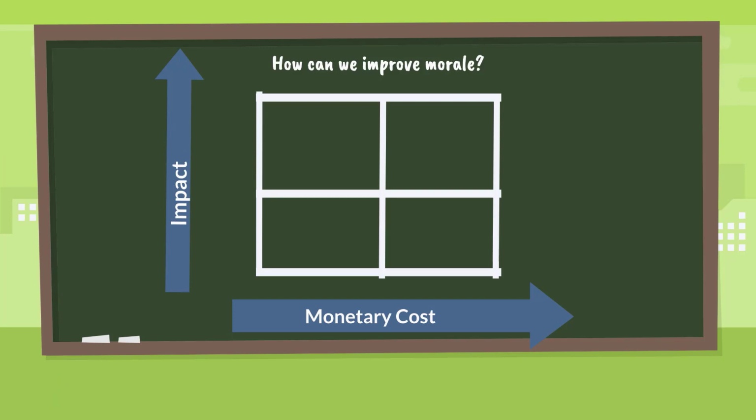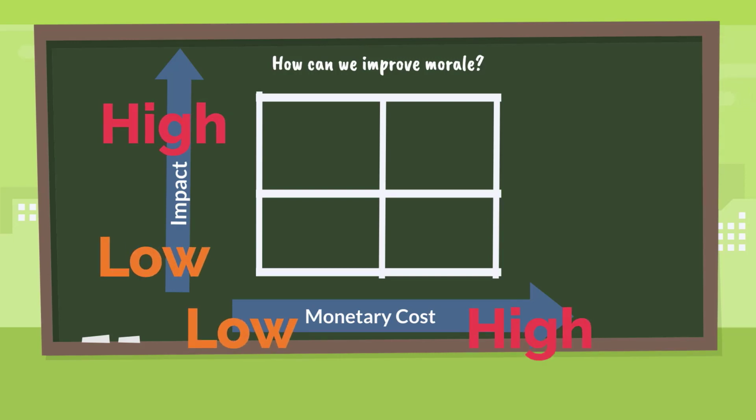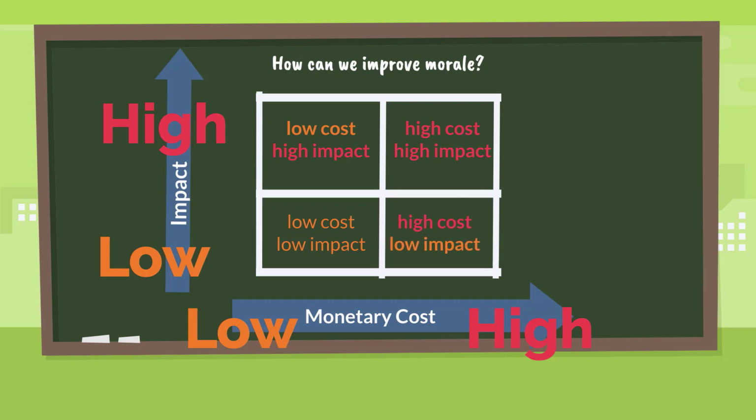In our example of how to improve morale, we will be using impact and monetary value as our two evaluation factors. Each axis is divided into low and high sections, thus creating 4 distinct categories. The categories are low cost, low impact; low cost, high impact; high cost, high impact; and high cost, low impact.